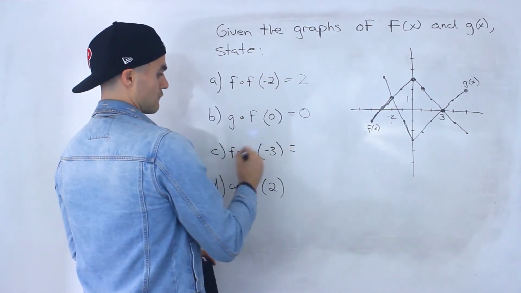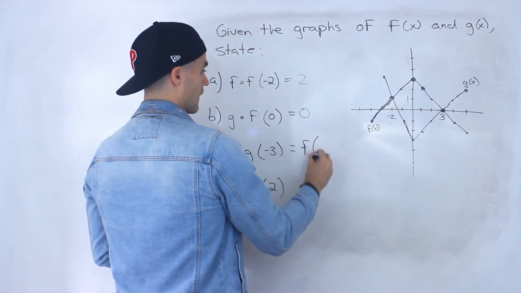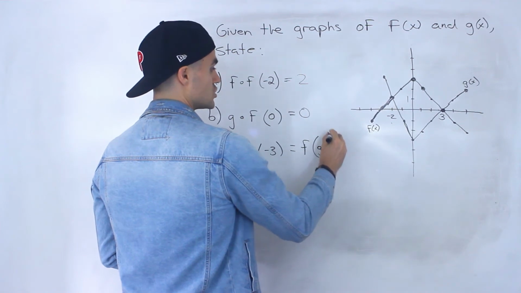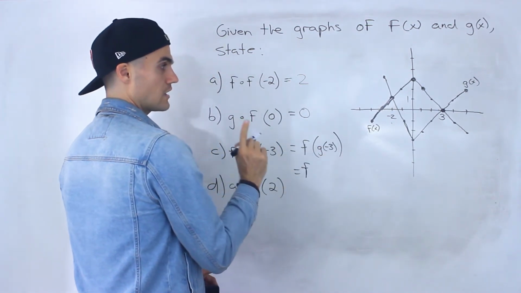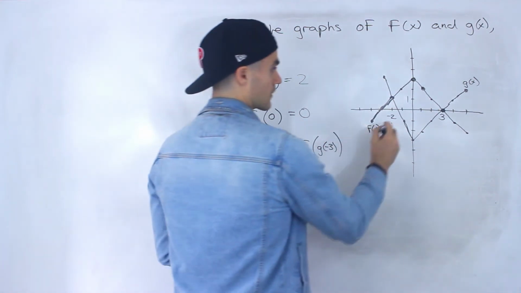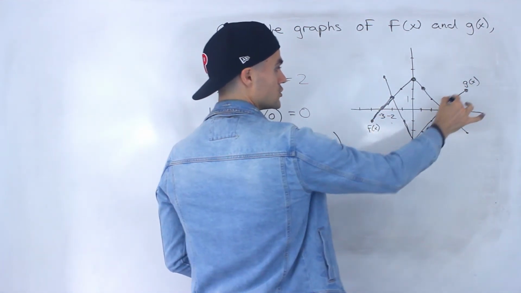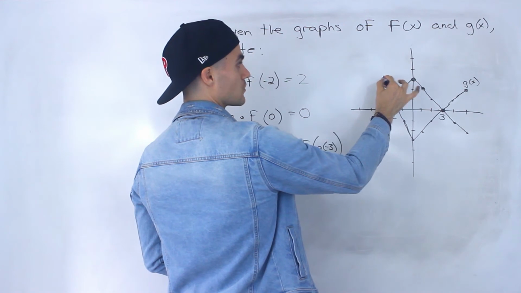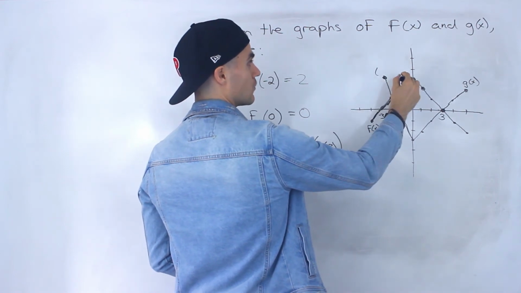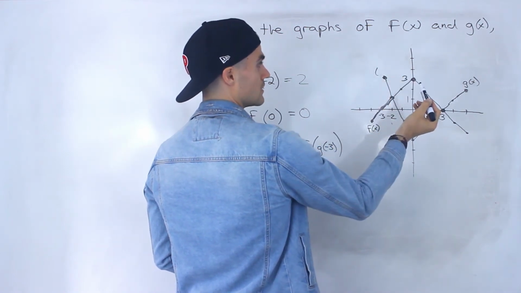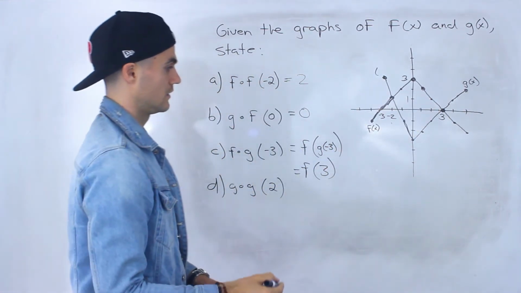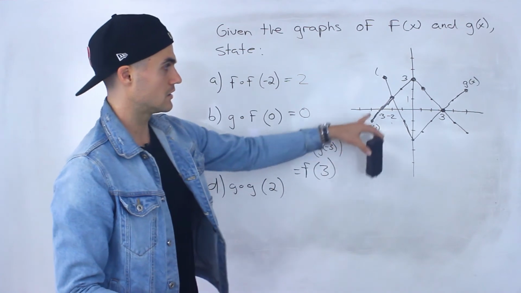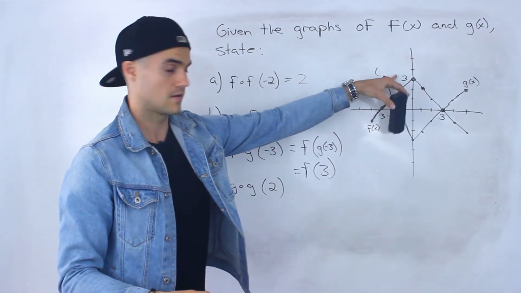Now, what's f of g of negative 3? What's g of negative 3? You start with that. G of negative 3, negative 3 is over here. On the g of x graph, what's the y value? The y value is 3 in this case. So we'd have f of 3. G of negative 3 is 3.